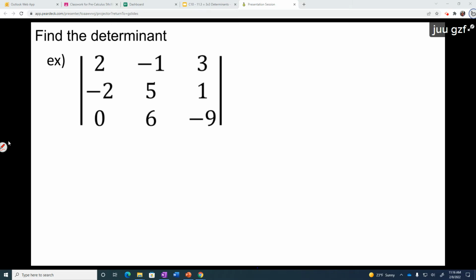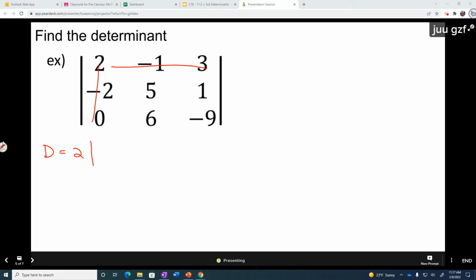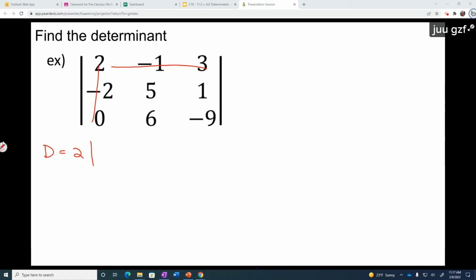All right, so we're going to start with just the first element, first row, first column. We're going to write that. So D equals 2. That's our first one. And then we're going to do a determinant in 2 by 2. It's going to be the four that are not in this row and not in this column. Don't actually scratch them out on yours, but we're going to do these four because they're not in this row and not in this column. So they're going to be the determinant of 5, 6, 1, negative 9.